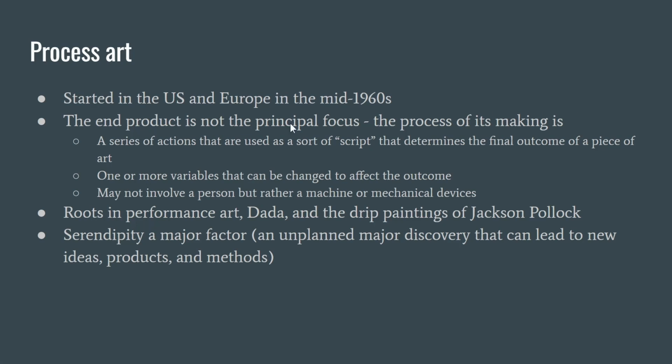Okay, so when you look at process art, it's the material that's making the art. The artist just sets it in motion. So it's a series of actions that are used as sort of a script that determines the final outcome of a piece of art. And there are one or more variables that can be changed that can affect the outcome. And sometimes it may not even involve a person, but rather a machine or mechanical devices.